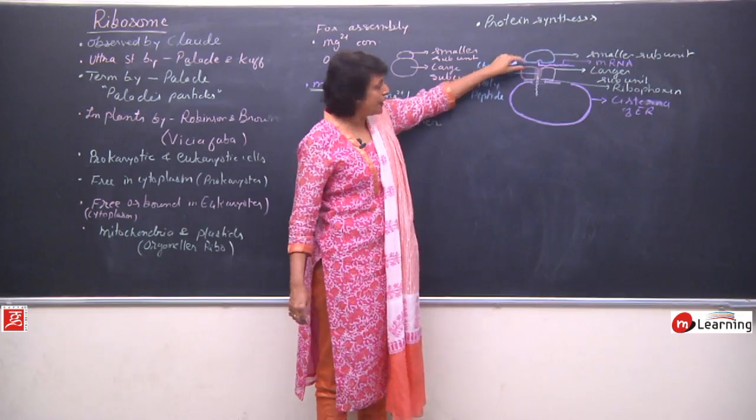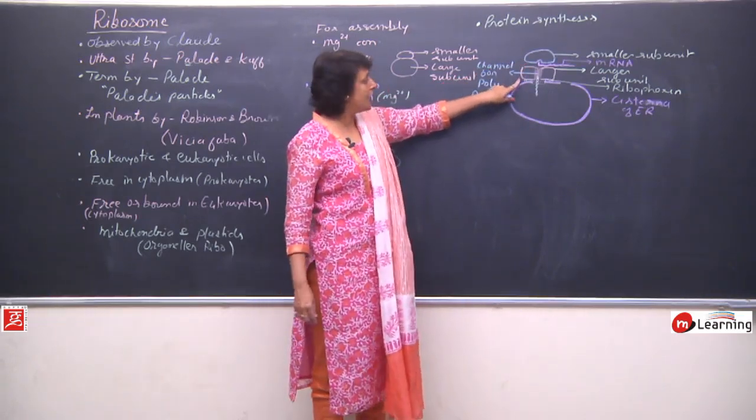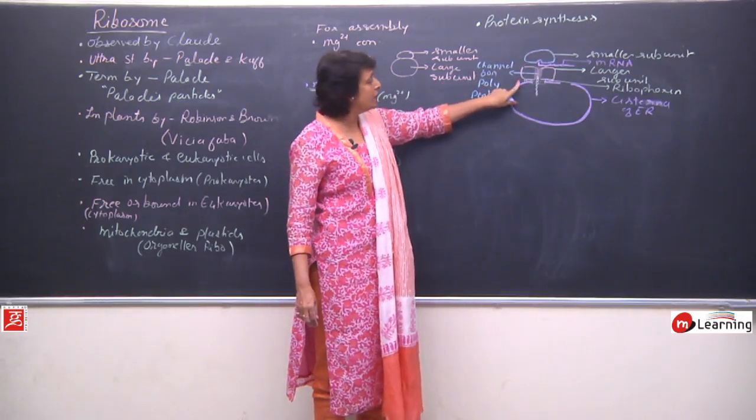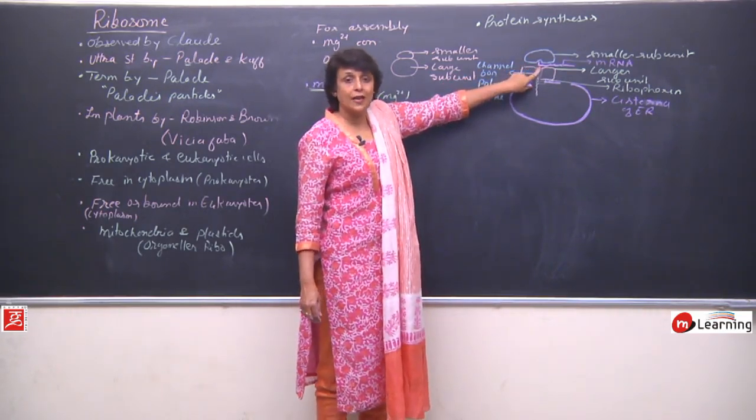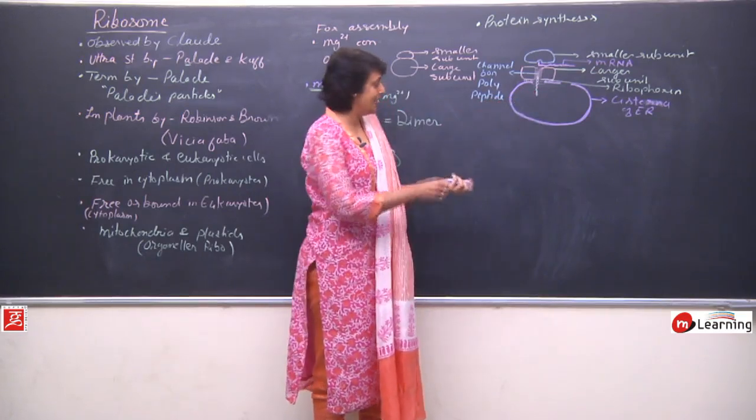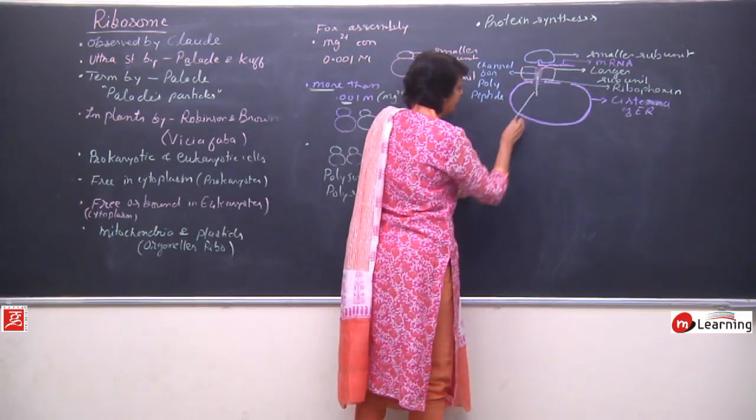When this assembly takes place, it binds to the ER with the help of a protein on the ER membrane called ribophorin. The information which is on mRNA is translated into this polypeptide.